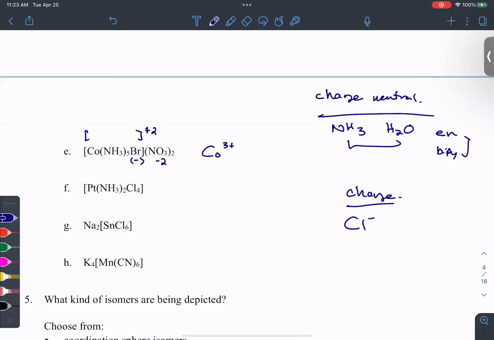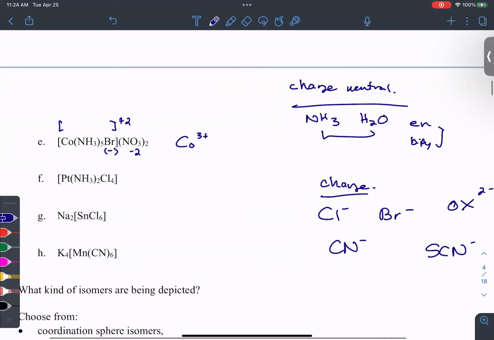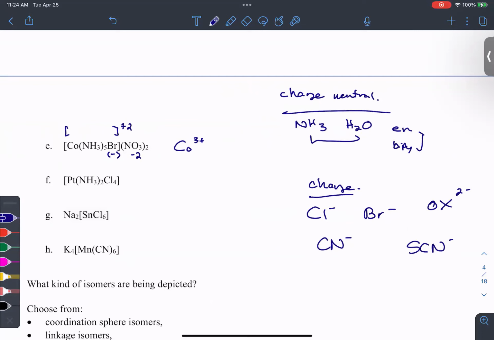So we saw chloride, bromide, cyanide is also a charged ligand. Thiocyanate is also a charged ligand. It's SCN. Those are also charged ligands. Right, oxalate, which is a bidentate, is also a charged ligand. All right, okay. So I would just memorize those.